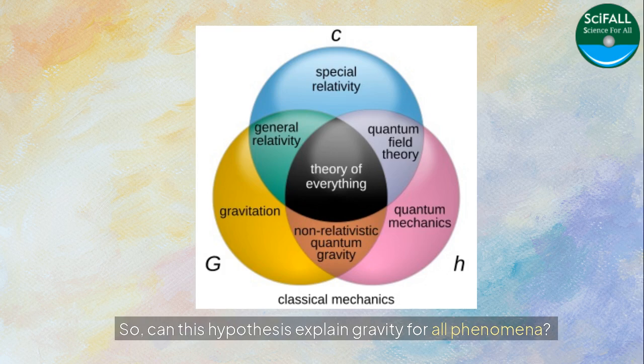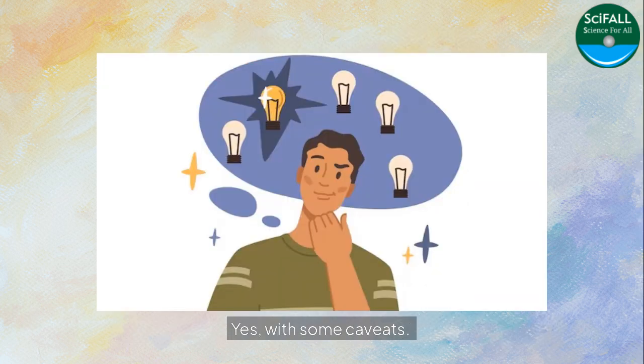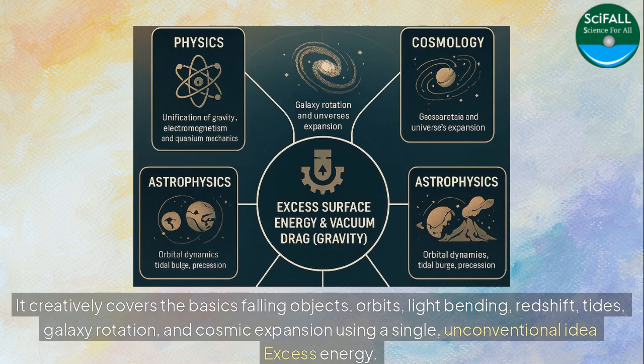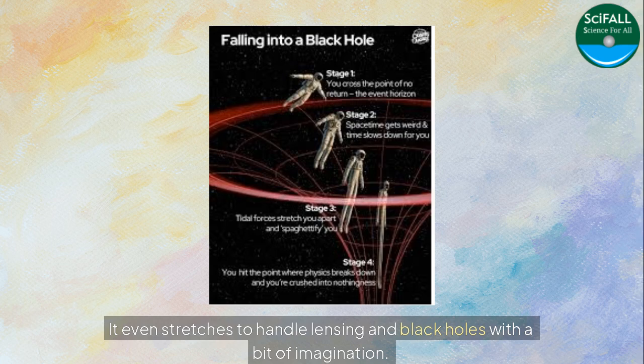The verdict. So, can this hypothesis explain gravity for all phenomena? Yes, with some caveats. It creatively covers the basics. Falling objects' orbits, light bending, redshift, tides, galaxy rotation, and cosmic expansion using a single, unconventional idea. Excess energy. It even stretches to handle lensing and black holes with a bit of imagination.